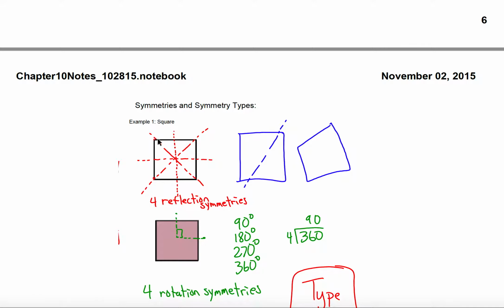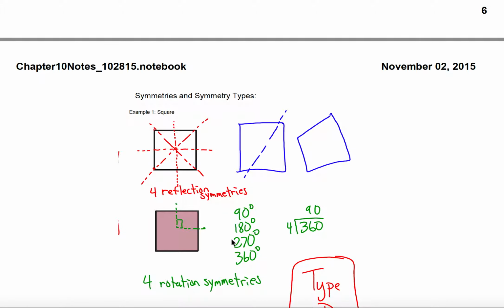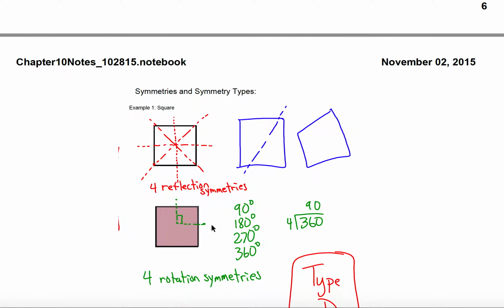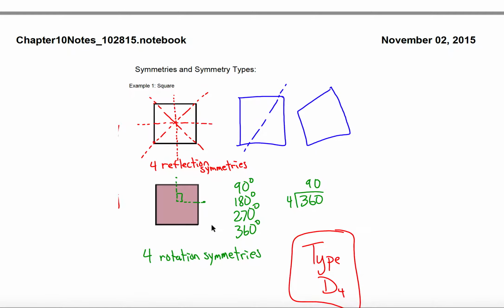If I took this corner, instead of going only 90 degrees, I went 180 degrees, again it would look like itself. I could rotate 270 degrees, it would look exactly like itself, or I could rotate it 360 degrees and it would look exactly like itself. So it has 4 reflection symmetries and 4 rotational symmetries. Notice it doesn't have any other symmetries. If I tried to rotate it at any other angle, or I tried to reflect it along any other lines, it wouldn't look like itself. So they're the only symmetries it has.